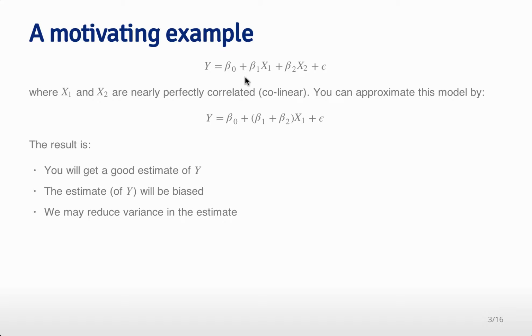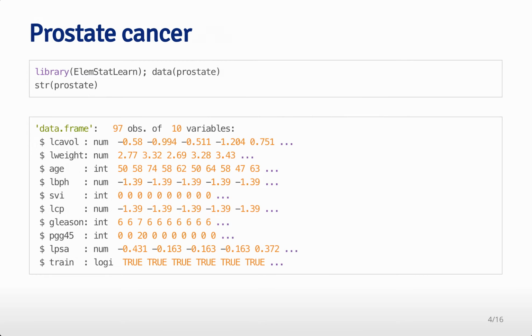You can then approximate this more complicated model by saying, what if we include only x1 and multiply it by both the coefficients for x1 and x2? It won't be exactly right because x1 and x2 aren't exactly the same variable, but it will be very close to right if x1 and x2 are very similar to each other. The result may be that you still get a very good estimate of y, almost as good as you would have gotten by including both predictors in the model. It will be a little bit biased because we chose to leave one of the predictors out, but we may reduce the variance if those two variables are highly correlated with each other.